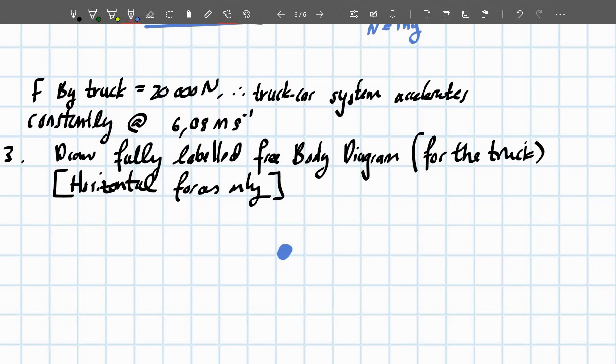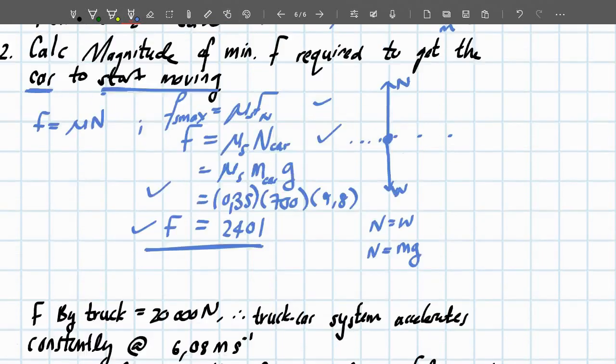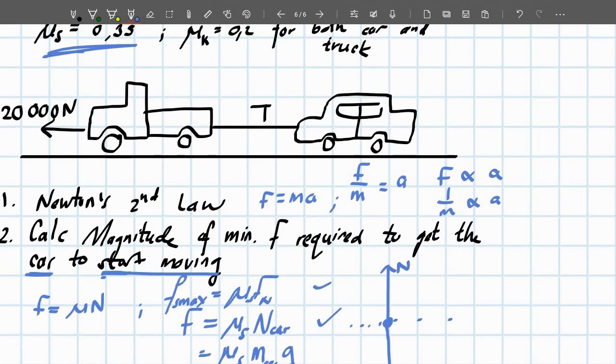We also know that the truck applies 20,000 newtons this way. So we've got force applied. What other forces can be acting? Also acting on this system horizontally, sorry, we have your tension force here, obviously. And obviously the other force, since it's not a frictionless surface, will be a friction.